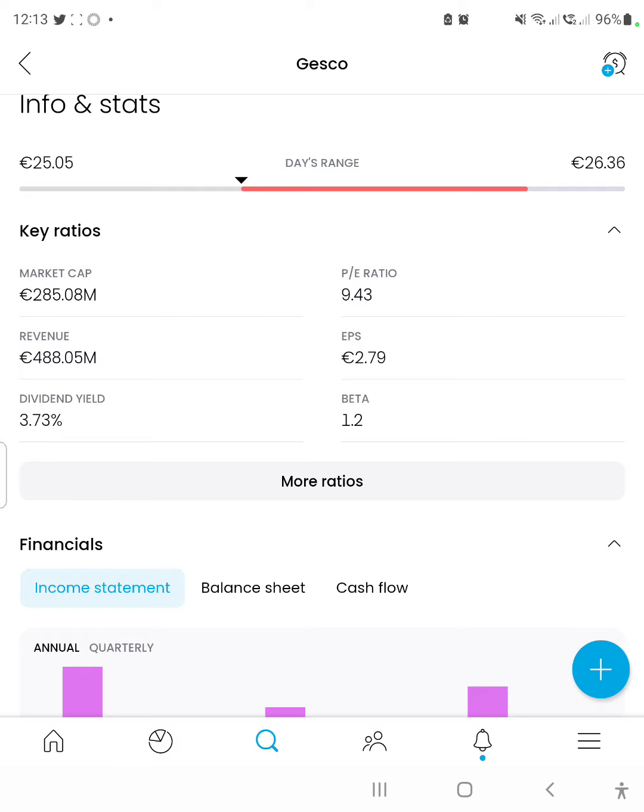The revenue figure, which is the overall sales of the company in the last financial year, was 488 million euros. The earnings per share was 2.79 euros, and the dividend yield, which is the overall cash amount that the company paid out to its shareholders per share, was 3.73%. And the beta level is 1.2, which is about 20% above the market average of 1. The beta level is just the risk level based on the volatility of the stock up to today's date.